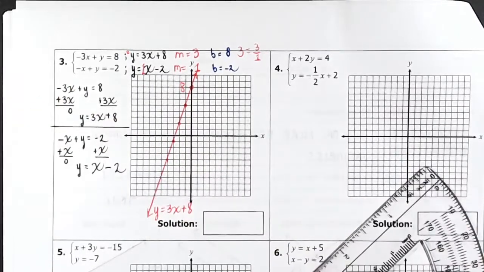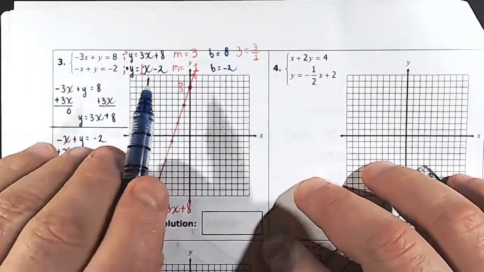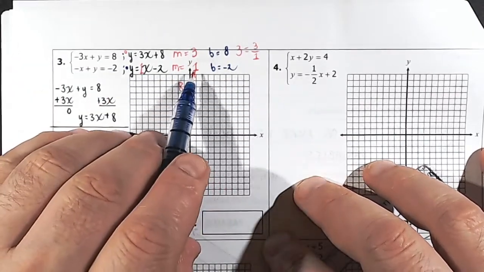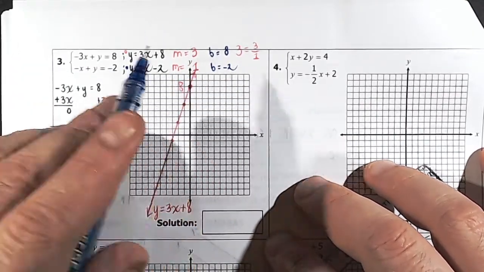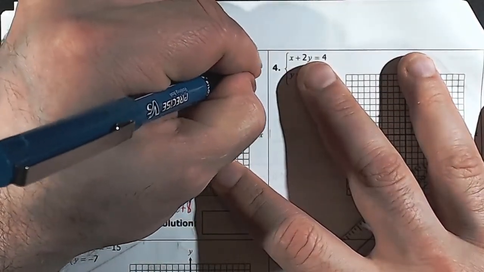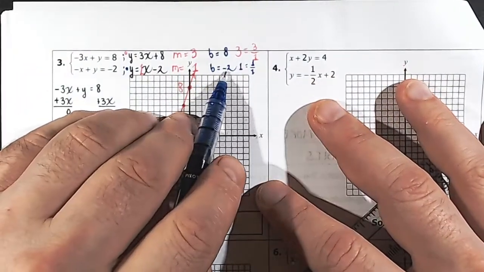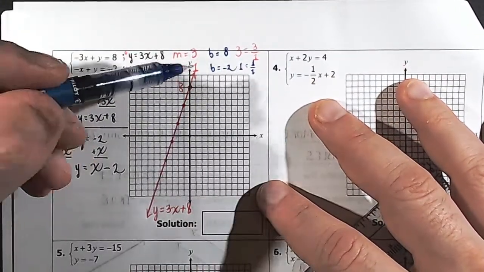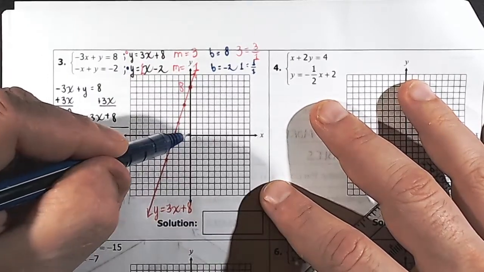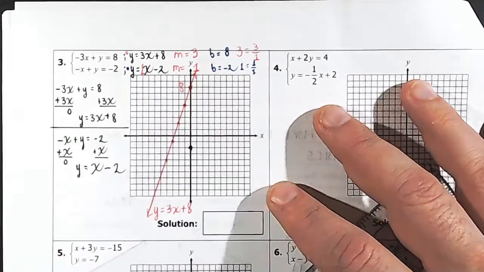Now the second equation. Okay, we'll do this one in blue. This one is y equals x minus 2. We have a slope of positive 1, which is 1 over 1. Remember, 1 equals 1 over 1. So rise 1, run 1. And a y-intercept at negative 2. So we start at negative 2. So we go to the origin and go down 1, down 2 on the y-axis. Put a dot there at negative 2.